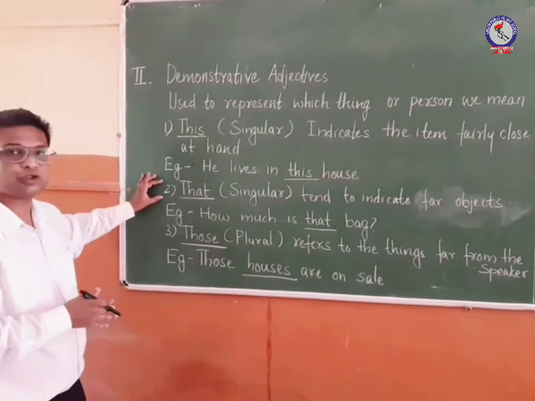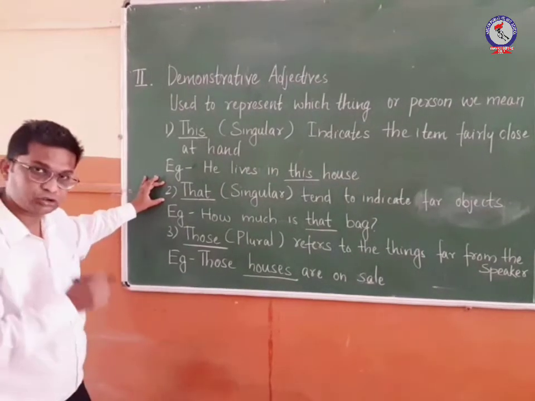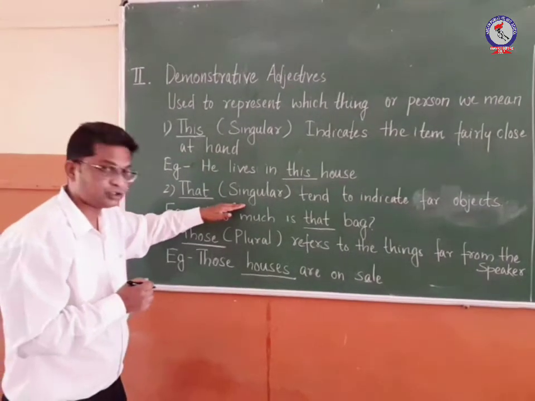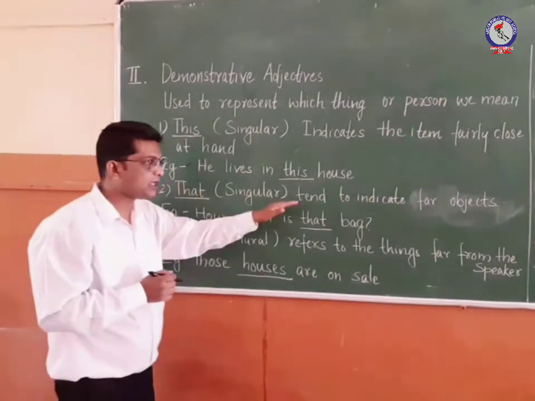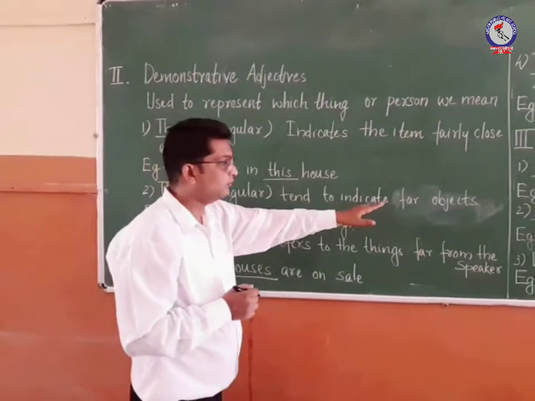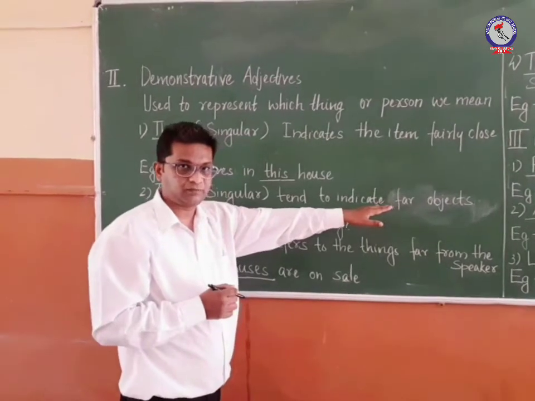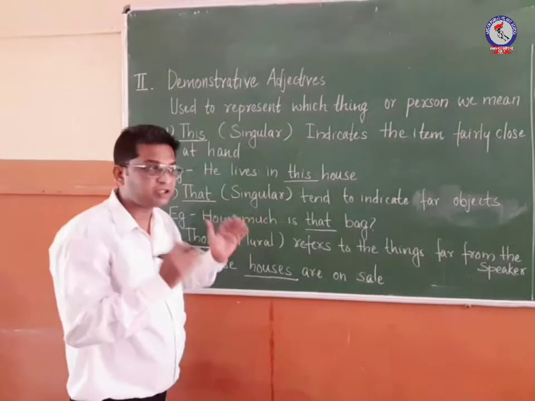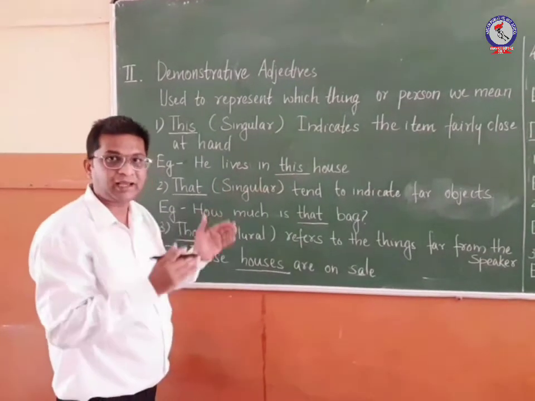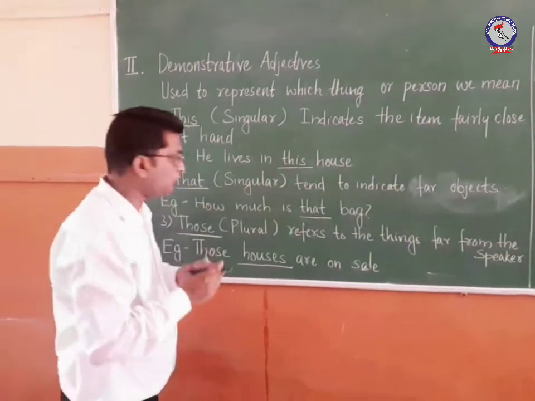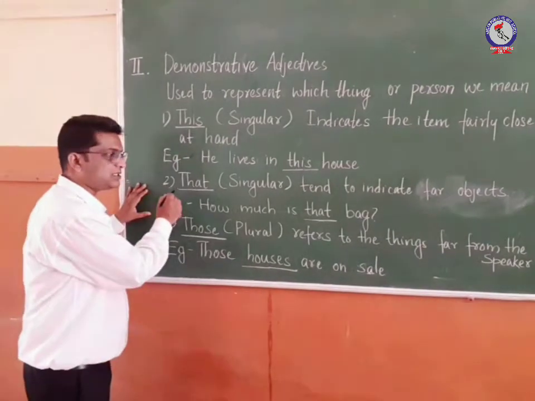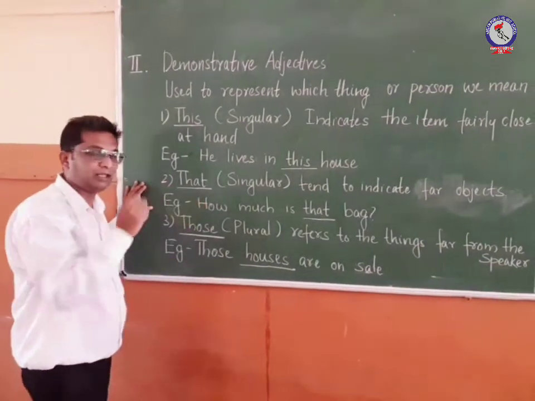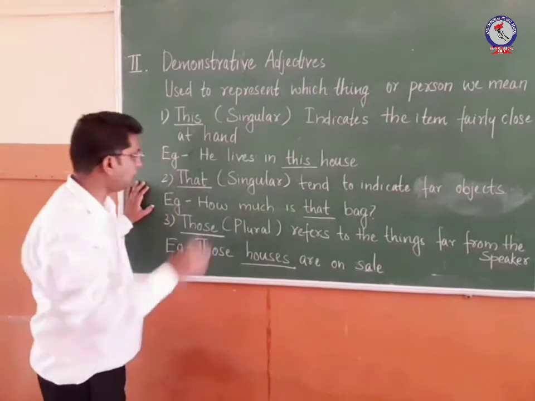Now second is that. It is also used with singular noun. It tends to indicate far object. It is used to indicate the objects which are far away, which are at distance. So we will use that in singular noun when the object is far away from us.